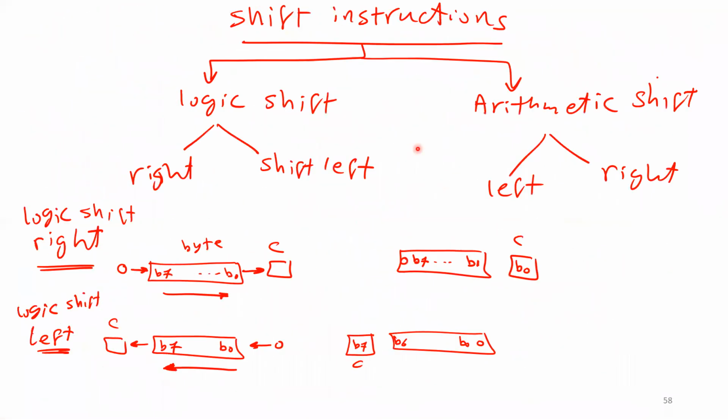Number 1, we have something called shift instructions, okay? I told you we have logic shift, right and left, and we have arithmetic shift for right and left. I explained what shift means. In shift, we always shift with 0, so we always insert 0, and the last one has to go to the carry, except in the case of arithmetic right. In arithmetic right, you shift with the last bit, right?